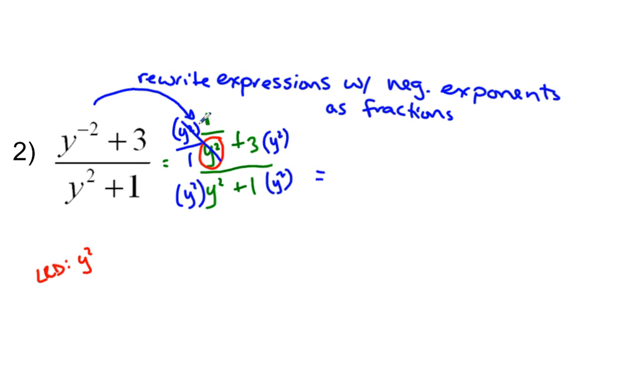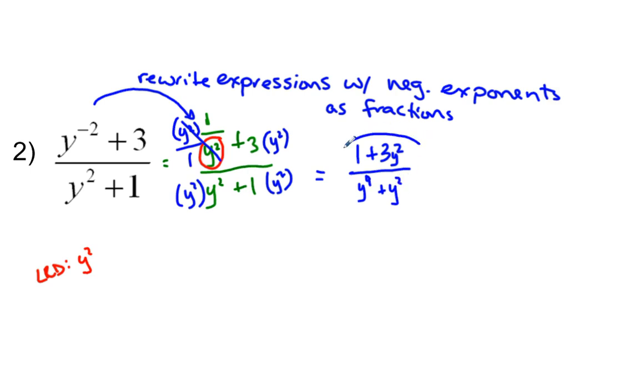Now this doesn't make nothingness. Some students think they just leave that out because it's gone. No, it's a 1, right? 1 over 1 is 1. So I've got a 1 plus 3y squared all over y to the 4th plus y squared.